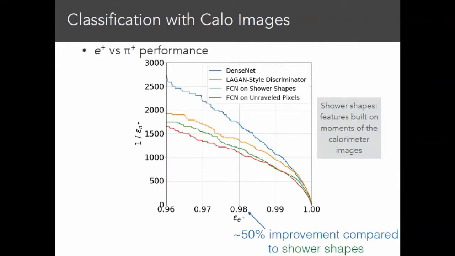So for E+ versus Pi+ on calorimeter images, you can see we actually get a very nice performance boost from using a deep learning approach directly on raw pixel levels. Around the 98% efficiency operating point, we have about a 50% improvement compared to building a model directly on shower shapes. That's quite an interesting performance bump.